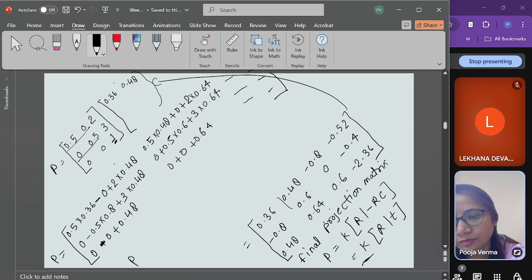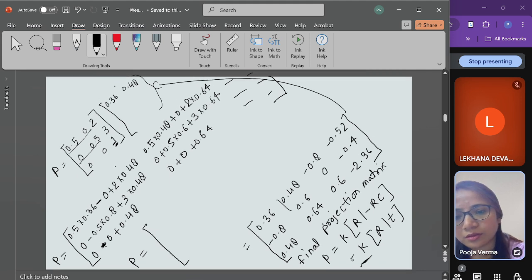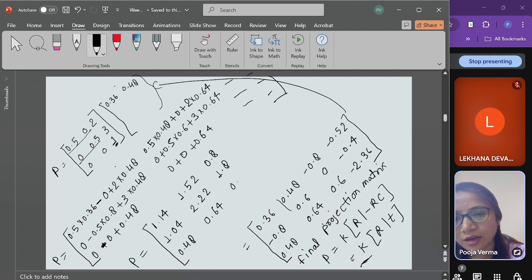Okay, so if you calculate and add all these values, you will get here, just a minute, 1.14 here, next one 1.04, and next 0.48 itself. Similarly here 1.52, 2.22 and 0.64, right? 0.8, 1.8 and 0.6. Similarly here minus 4.98, minus 7.28, minus 2.36. You will get the whole projection matrix there.